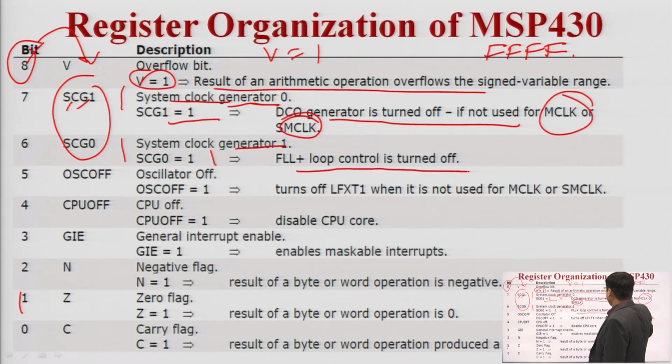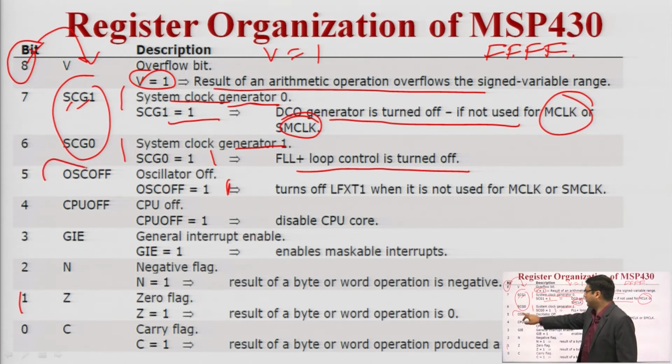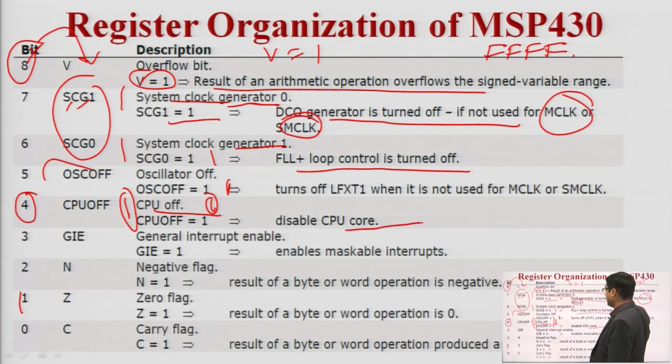for the phase lock loop. To turn off the oscillator, the value should be 1. So the oscillator off bit is set. If the MSP430 is in the silent state, or we can say the sleep state, where no processing is done, then the particular bit value 4 has a value of 1. If this is 1, we can say that the CPU will be off, CPU disabled.